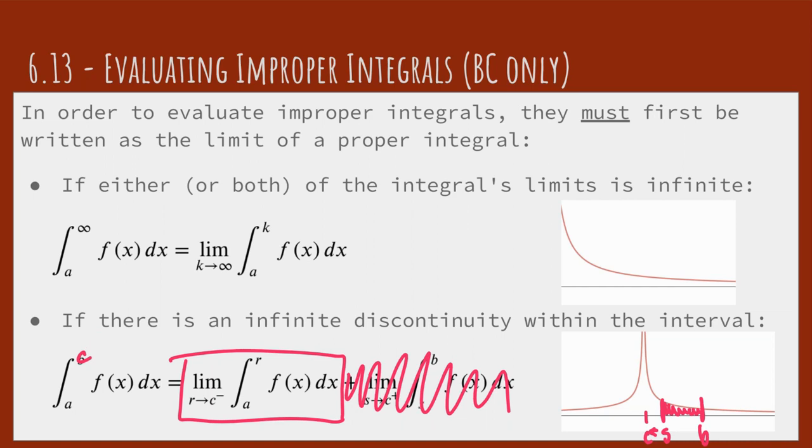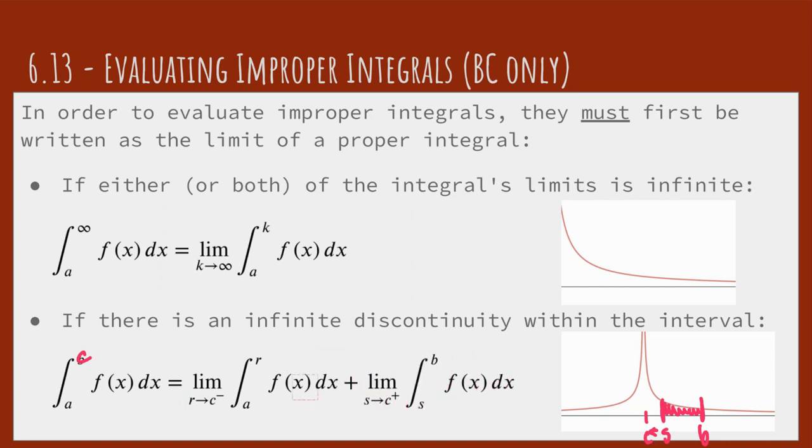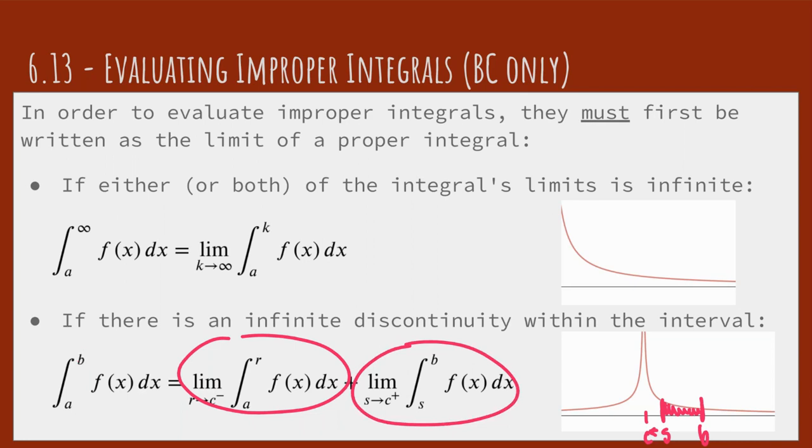But if there is an internal infinite discontinuity or vertical asymptote, we do have to write it as two separate limits. If we do have two separate limits, both limits have to converge for the integral itself to converge. So if either one of these limits diverges, then that means that the whole thing diverges. So if one diverges and one converges, then this still diverges. Okay, so both of the limits have to converge for the whole thing to converge.